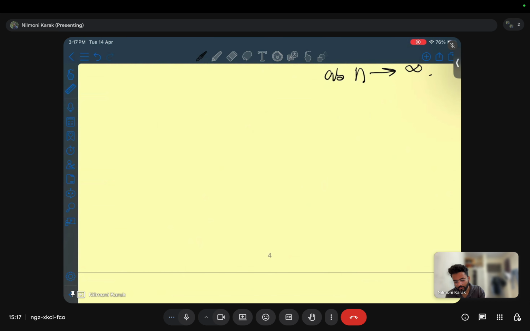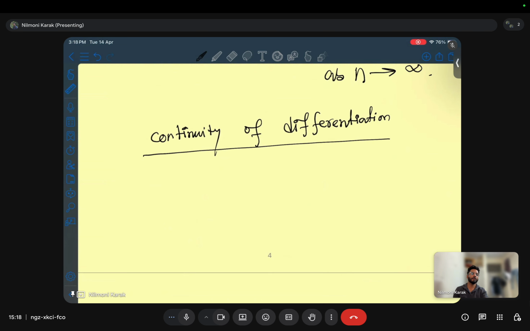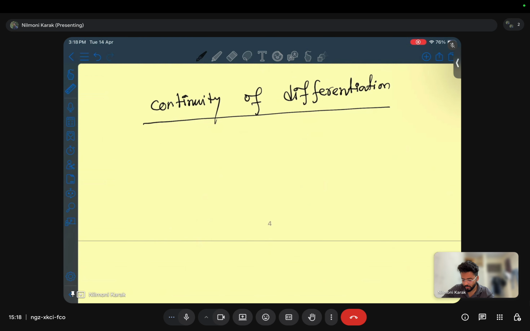Now, continuity of differentiation. We have seen that for a sequence Fn in Schwartz space, convergence in Schwartz space is a very strong notion, and we know that if Fn converges to F in S(R), then the sequence of derivatives Fn dash converges to F dash in S(R). So what about the weak notion, here for tempered distributions?